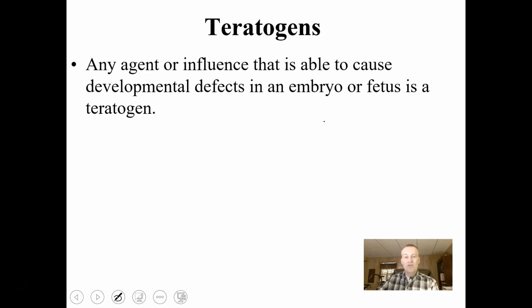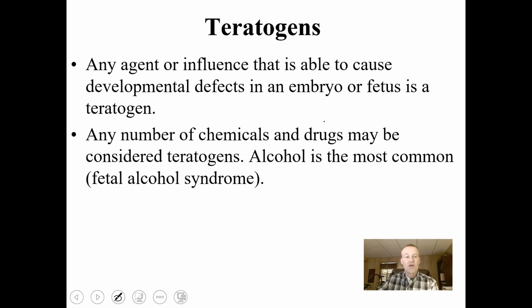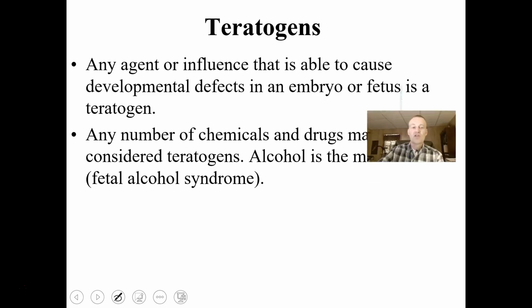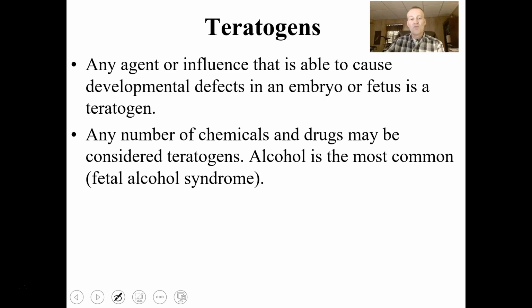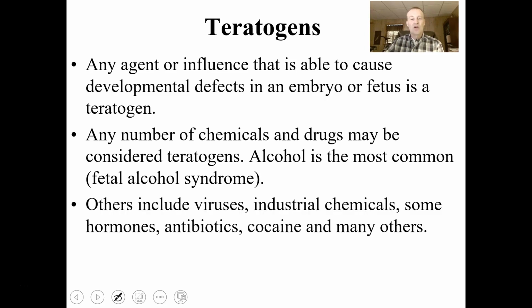Now I want to talk to you just for a second about teratogens. Teratogens are any agent or influence that's able to cause developmental defects in an embryo or fetus. So this is a teratogen. Any number of chemicals and drugs may be considered teratogens. Alcohol is the most common teratogen that fetuses are probably exposed to, and it causes fetal alcohol syndrome. This is a severe neurological defect in babies due to alcohol consumption by the mother. There are other things that are teratogens: viruses, industrial chemicals, hormones, antibiotics, cocaine. So Accutane, used for acne, is a teratogen as well.